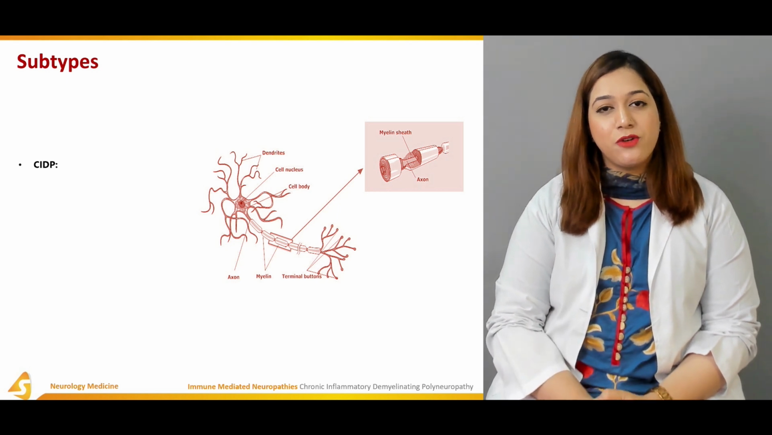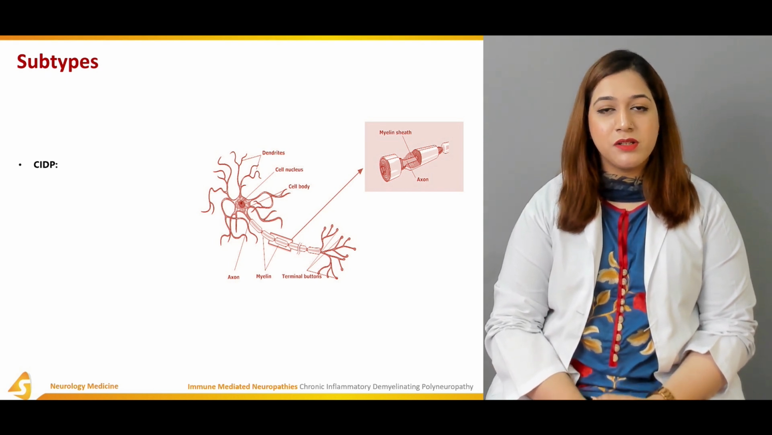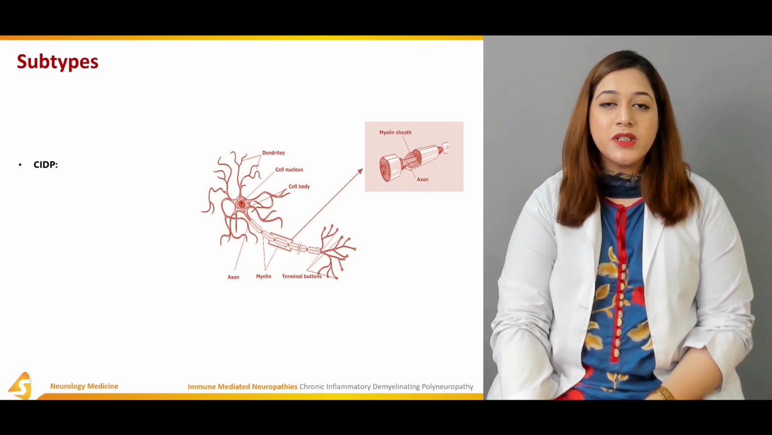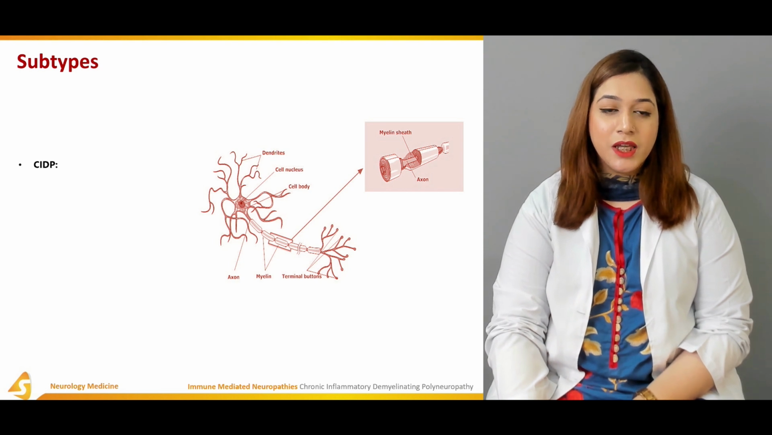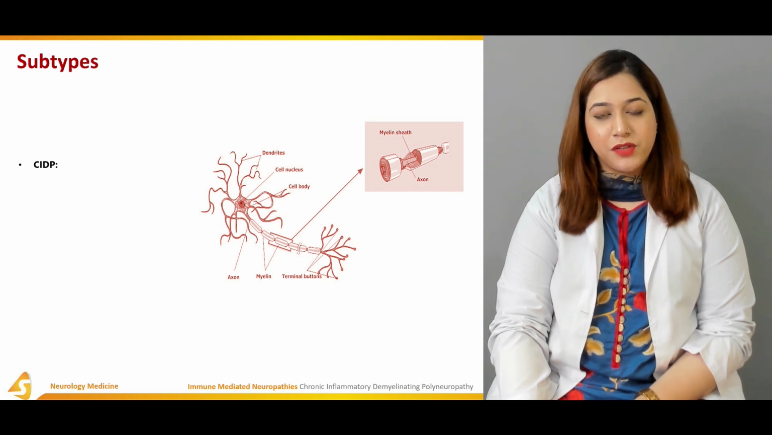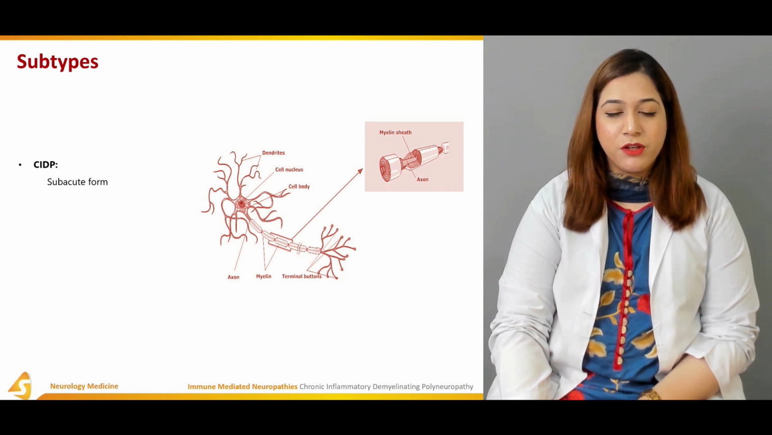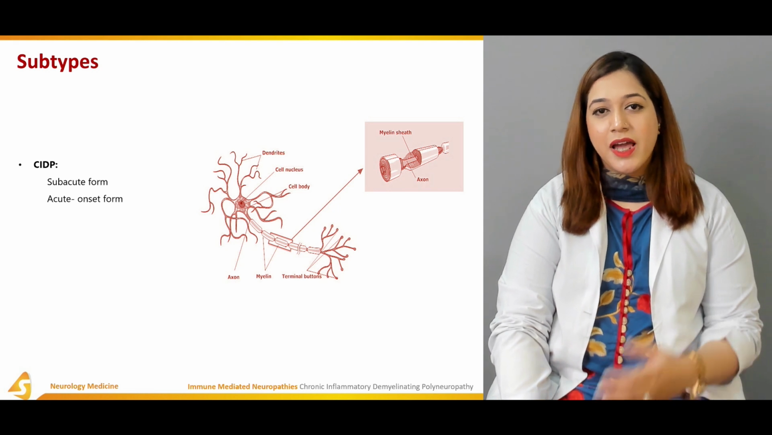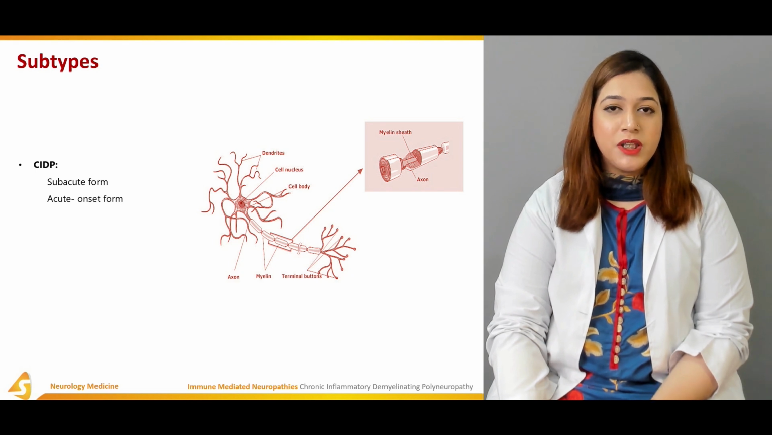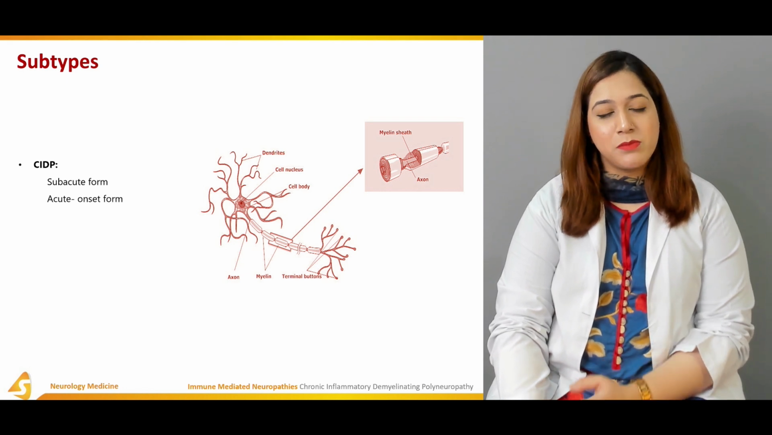Now, talking about CIDP in particular, it exists in several subtypes which are identifiable on nerve conduction studies. The most common type, which is the classical or the standard CIDP, exists in around 50 to 60% of the cases. It occurs in two forms. One of them is the subacute form and the other is an acute onset form. CIDP involves both the motor and sensory fibers, and it usually involves both the distal and proximal segments.